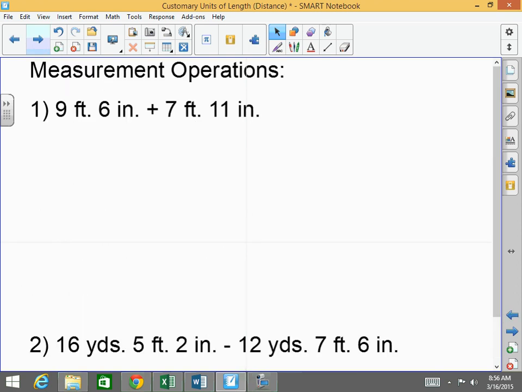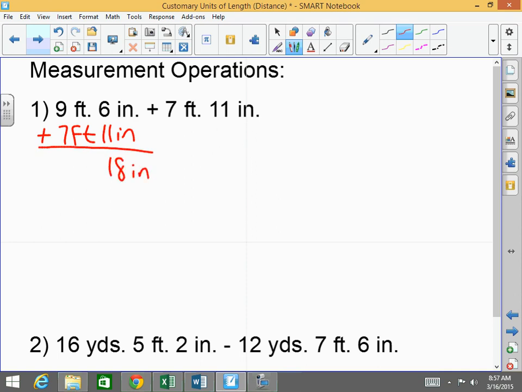Okay, when we're doing measurement operations, guys, not only do we just simply add, like one of y'all had said, but you have to actually convert it at the end. So when I have 9 feet 6 inches plus 7 feet 11 inches, you're going to go ahead and line it up. I would if I were you. And this is going to give you 18 inches and 16 feet. However, I can convert 18 inches into feet, can't I? How many inches in 1 foot? 12 inches in a foot.